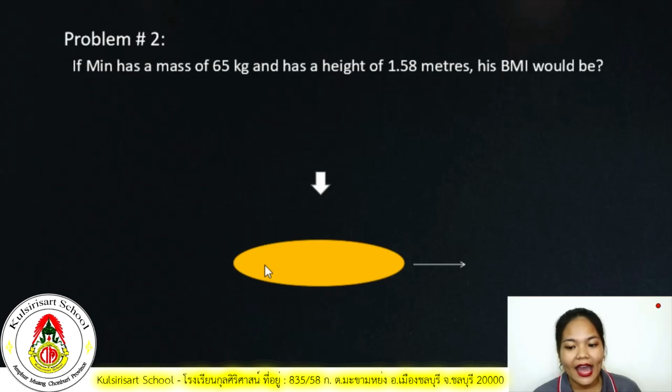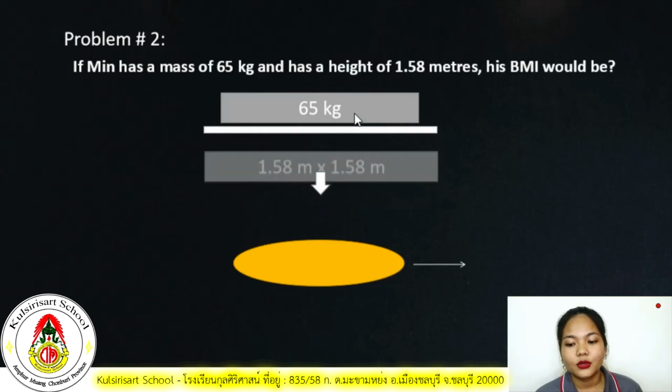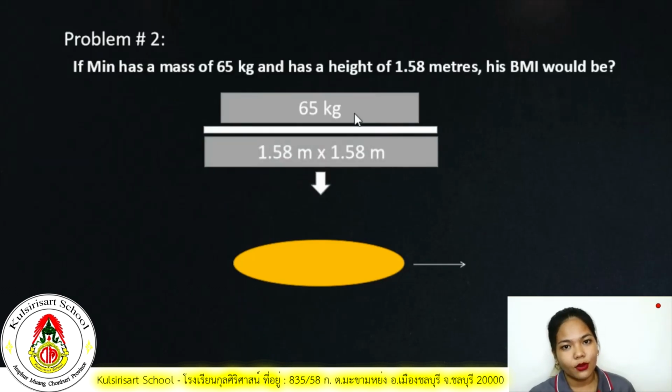If Min has a mass of 65 kilograms and has a height of 1.58 meters, his BMI would be, again, we are looking for Min's BMI. His mass or his weight is 65 kilograms. His height is 1.58 meters. Now, in order for us to get the BMI, we will compute for it by dividing 65 kilograms by 1.58 meters times 1.58 meters. Again, I want you to multiply this one first and get its value.